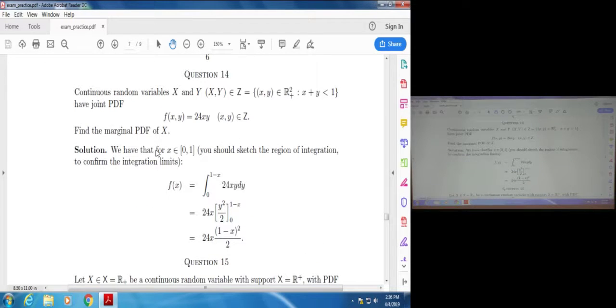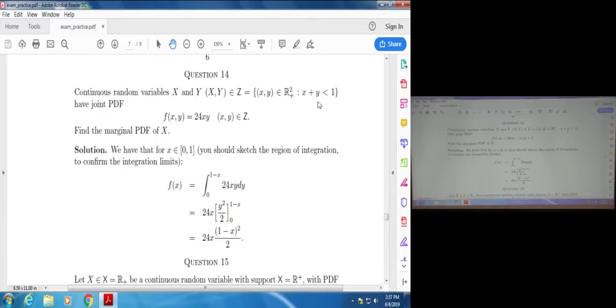Okay, so question 14. Question 14 is again one of these more tricky questions. Here you have a pair of continuous random variables x and y, and we're given that the joint probability density function looks like this, but here's the support of these random variables. Here we know x and y are positive, but the sum of x and y is less than 1, and we want to find the marginal PDF of x. The main trick in this question is really understanding what this set is. Once you have that, then it's not a problem.